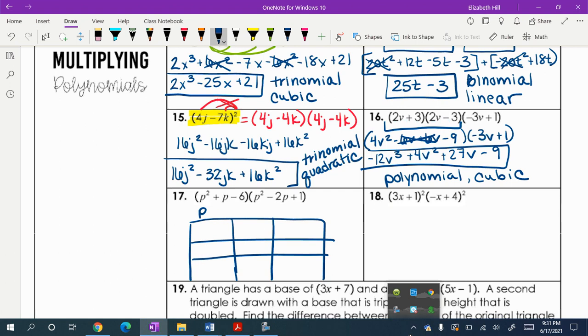And so here we're going to take p squared plus p minus 6, multiply it by p squared minus 2p plus 1. And it just makes sure you don't forget anything. P squared and p squared, that's p to the 4th. P squared and p is p to the 3rd. P squared and negative 6 is negative 6p squared.